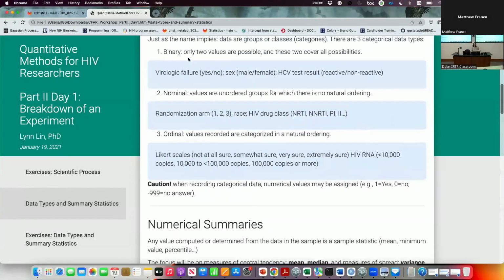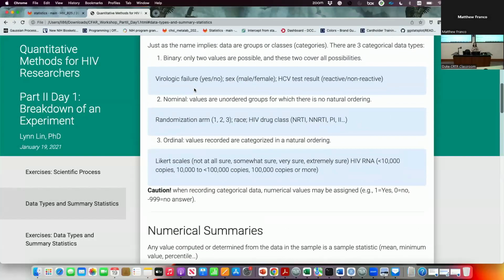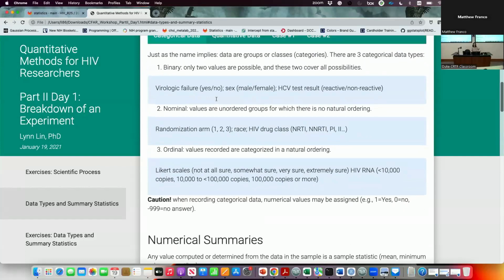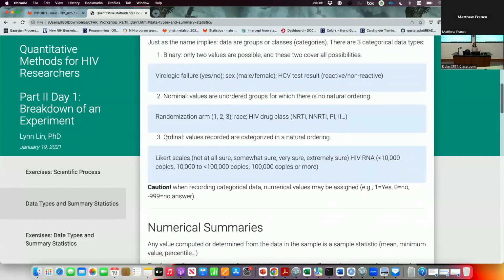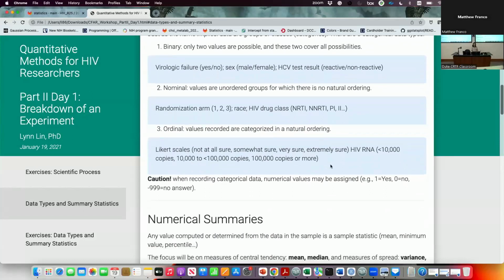Even though they are categorical, different types of categorical variables will require different analysis schemes later on. So it's also important to recognize what type of categorical variables they are. And the last one is ordinal, in the sense that there is actually a natural ordering. If you take a survey, it will have options like not at all sure, somewhat sure. So you know there's a natural ordering from left to right.